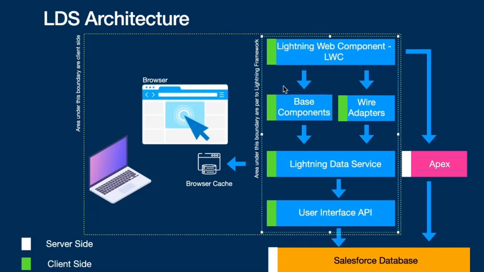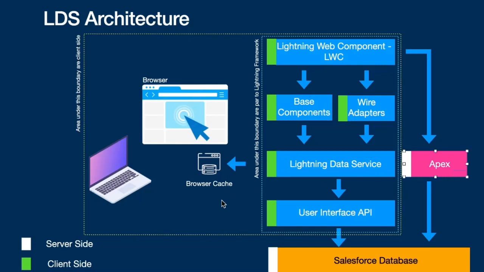See inside this rectangle, the ones which are highlighted, which are colored in blue, all of these reside on the UI, on the client side. These APIs, these services are provided by the Salesforce Lightning framework, which makes it very easy for us to build LWC components. The Apex resides on the server side.